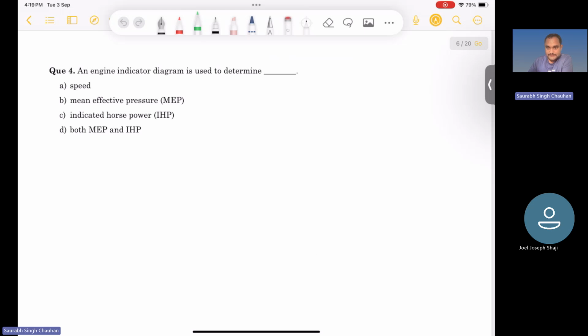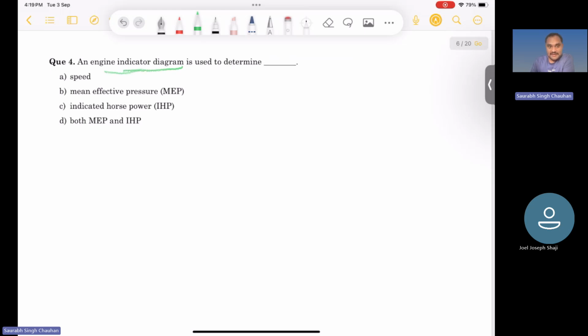Question number 4 says that an engine indicator diagram is used to determine speed, or mean effective pressure, or indicated horsepower, or both MEP and indicated horsepower. So what is an indicator diagram? You know what an indicator diagram is? An indicator diagram is a diagram which is produced by an indicator. Okay, and what is an indicator? In older engines, in older research engines, I should say, there used to be a special device which used to plot a PV diagram.